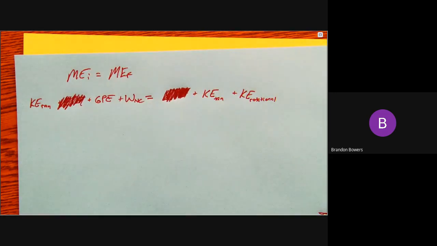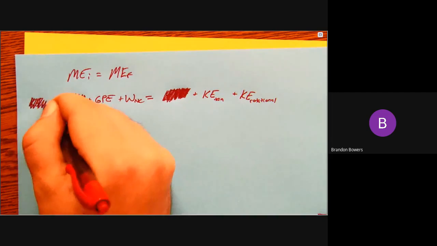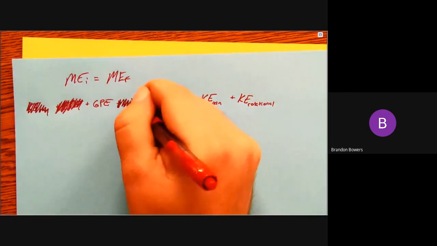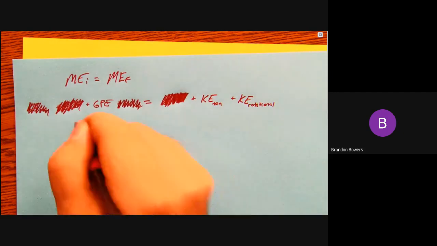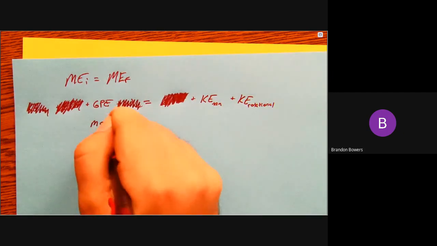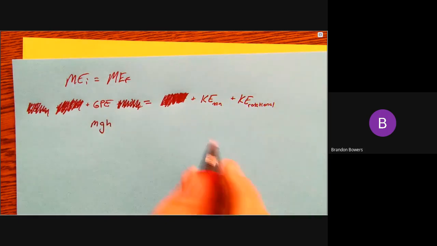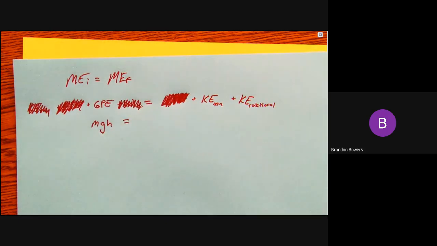Let's see. Before releasing the string, that's all potential, correct? Yeah. So there's no kinetic energy. There's no work non-conserved. It's all potential energy. So we're gonna have the mass, gravity, height on the left side, right? MGH. So all of that is going to equal, well, I'm gonna have both of these values, right?